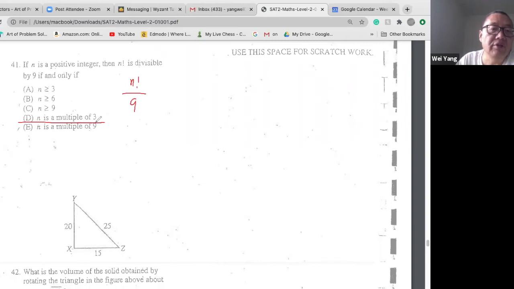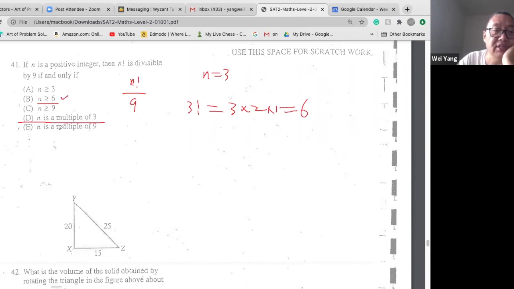No. Say, I'll give you an example. Suppose n equals 3. n is a multiple of itself. Then n factorial, that's 3 factorial, will equal 3 times 2 times 1. This one will equal 6. How is 6 divisible by 9? So, let's see. When n is greater or equal to 6, definitely this works.